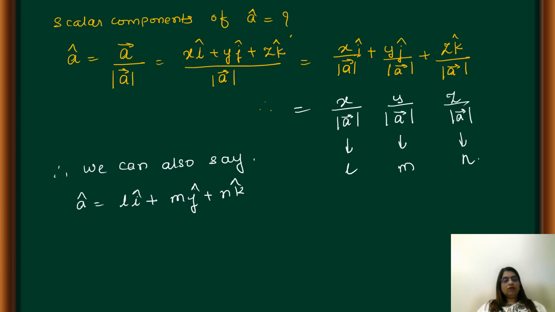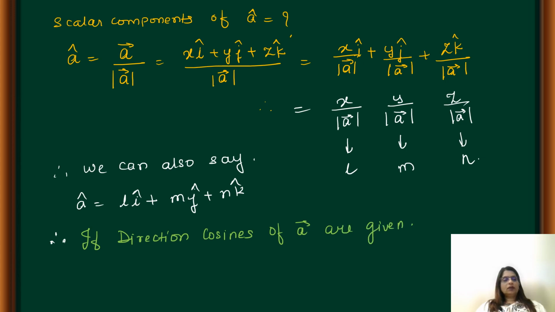Which means if direction cosines of a vector are given, then we can also write a unit vector, correct. Unit vector, what is unit vector?